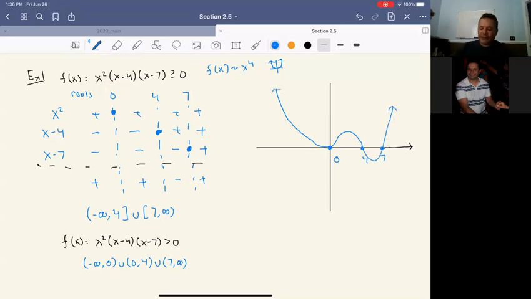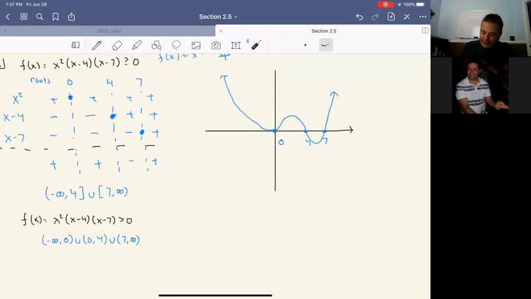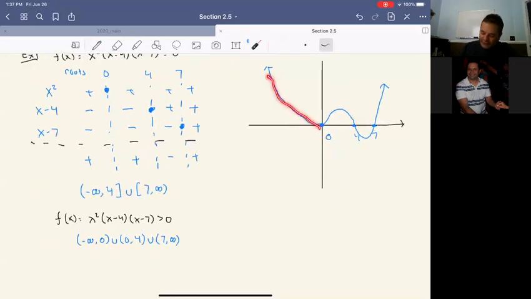Okay, so you can see from the graph, just like we had, it is positive here before 0. That's this positive. Between 0 and 4, it's again positive. Okay. And then after 7, it's positive again. Okay. So you can see how the sign chart matches with the graph.